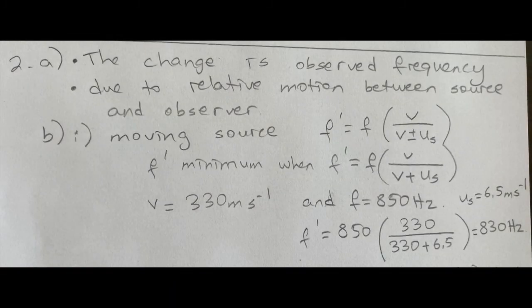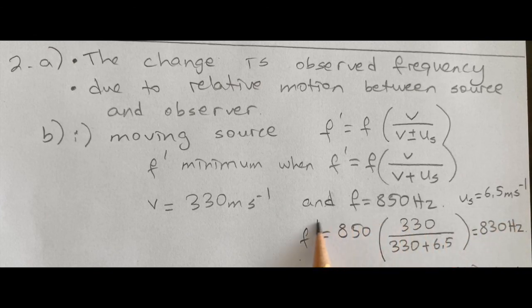Doppler effect is the change in observed frequency due to the relative motion between the source and the observer. The question gives a child on a carousel that is moving with a speed of 6.5 meters per second along a horizontal circular path. A stationary observer is at a large distance observing the sound made by the whistle. We know the question gives us a case of moving source with sound wave, and we're asked to find the minimum observed frequency. We know the speed of the wave and we know the frequency emitted. We also know the speed of the source.